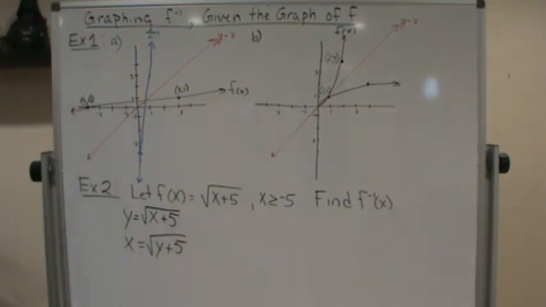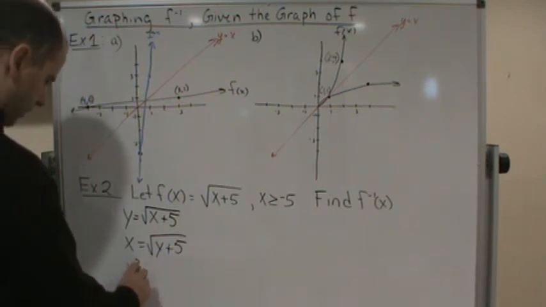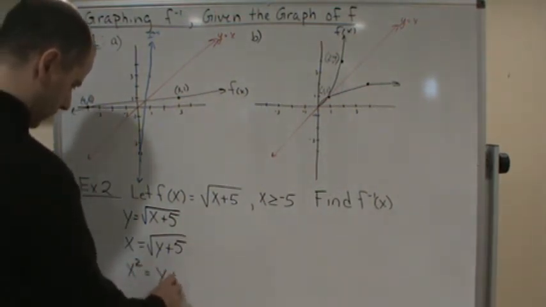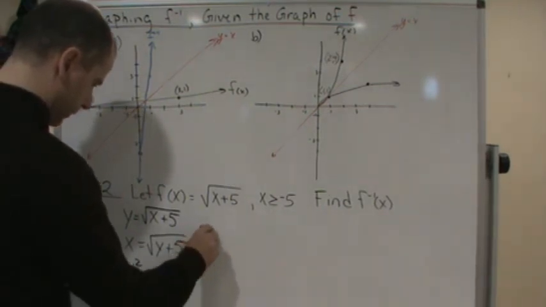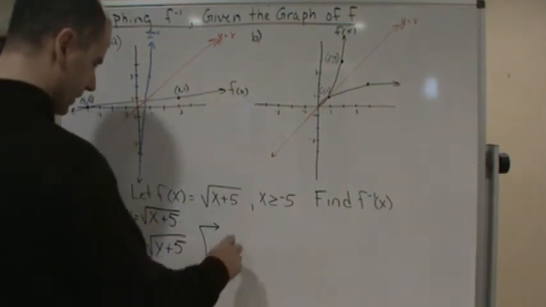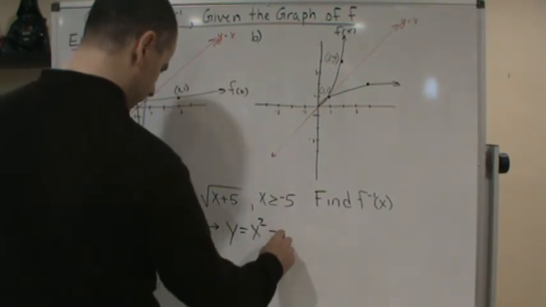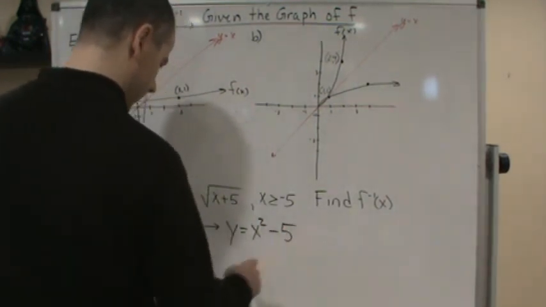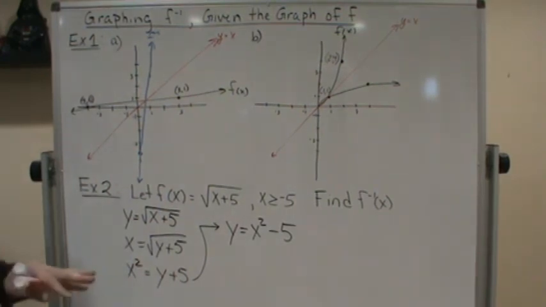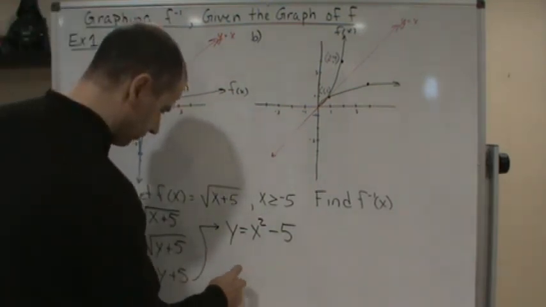And then I'm going to solve for y. So again, I'm going to square both sides, and I get x squared equals y plus 5. Then I'm going to subtract 5 from both sides, and I end up with y equals x squared minus 5. Okay? Now normally we would be finished at this point, but we're not, because remember, let me get to the last step.